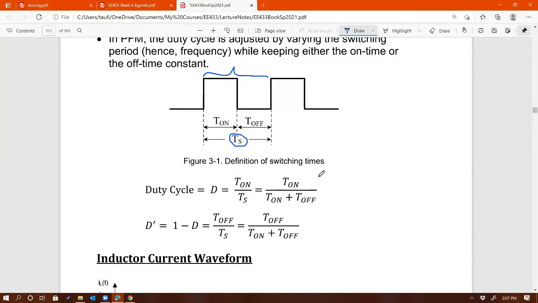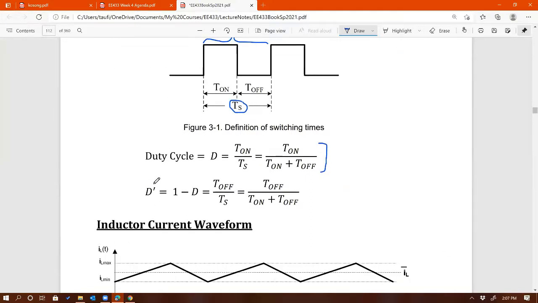So that's another equation for duty cycle right there. Sometimes I use D prime to denote the off time. The on time is related to duty cycle, as you can see. So what is the ratio of off time to the switching period? That's going to be 1 minus D.